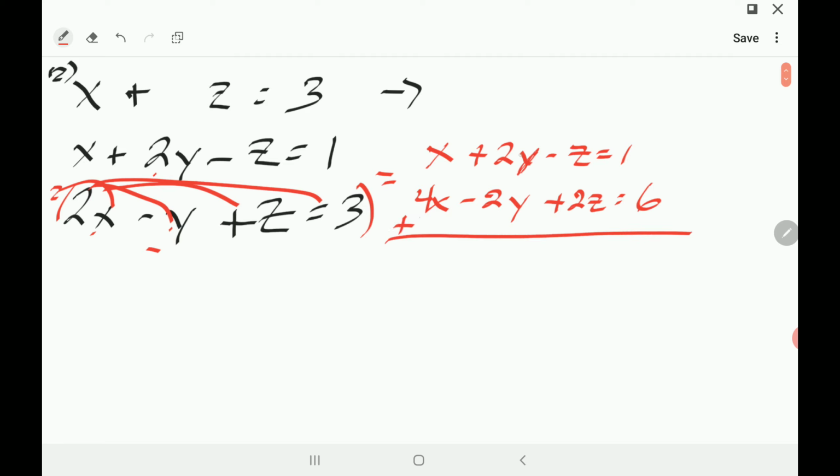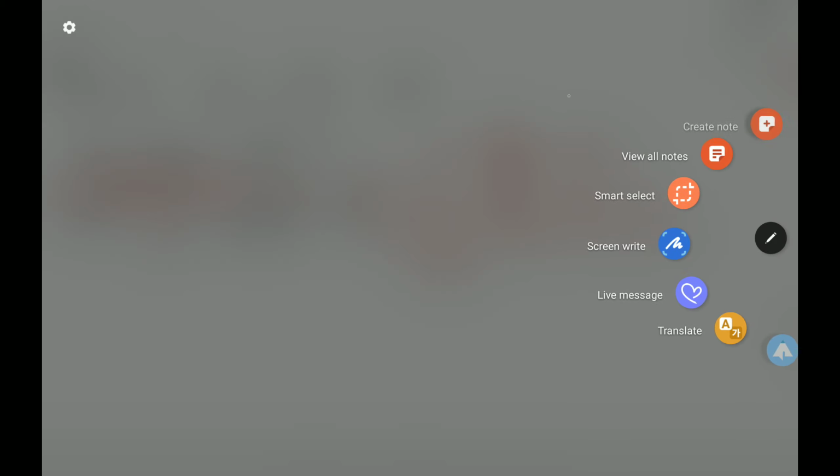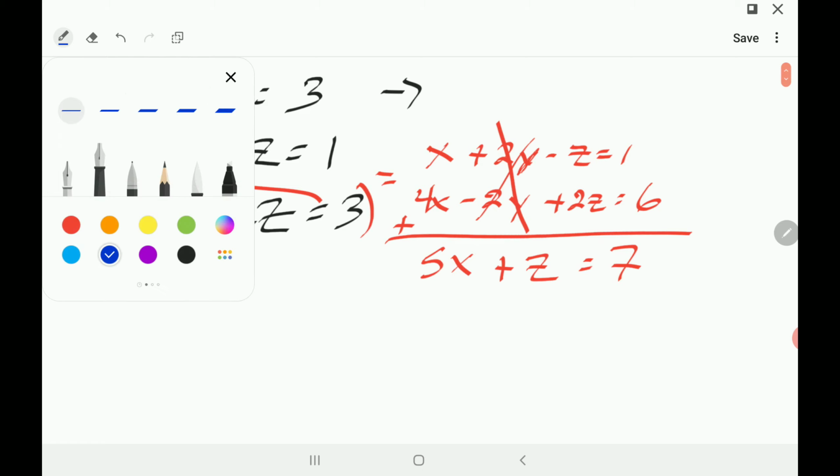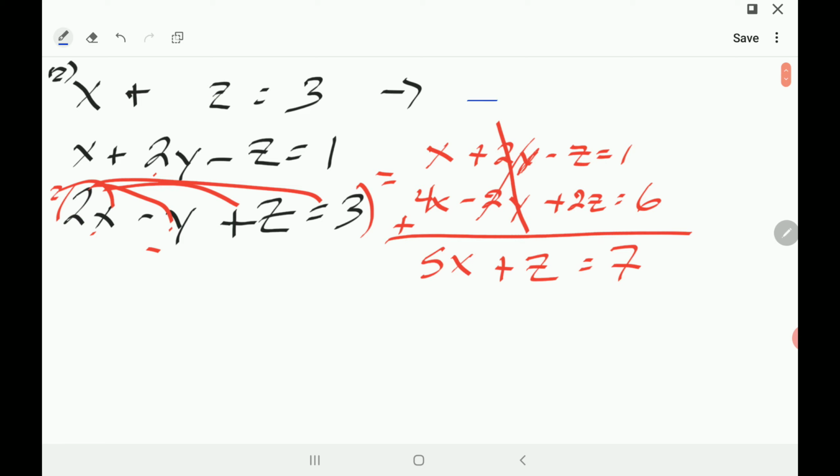So when I add this together, the y's cancel. 5x plus z is equal to 7. So now I have two equations. I have x plus z is equal to 3, and 5x plus z equals 7. All right, so that seems easy.